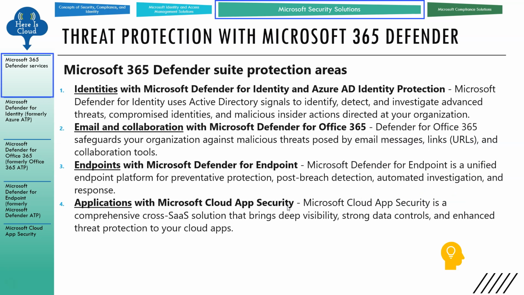So these are the 4 areas as shown in the last diagram. Identities with Microsoft Defender for Identity and Azure AD Identity Protection. It helps to signal to identify, detect and investigate advanced threats, compromised identities and malicious insider actions directed at your organization. Then email and collaboration. We're going to cover that. Then endpoints with Microsoft Defender for Endpoint. Application with Microsoft Cloud App Security. We're going to talk about all 4 of these in detail.